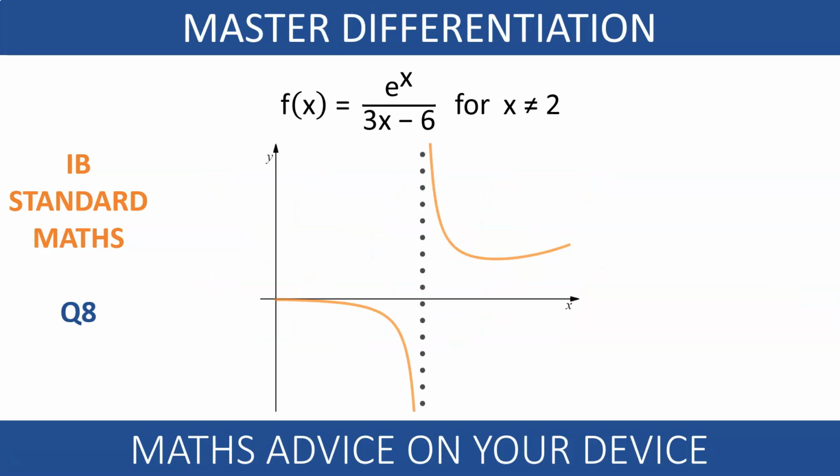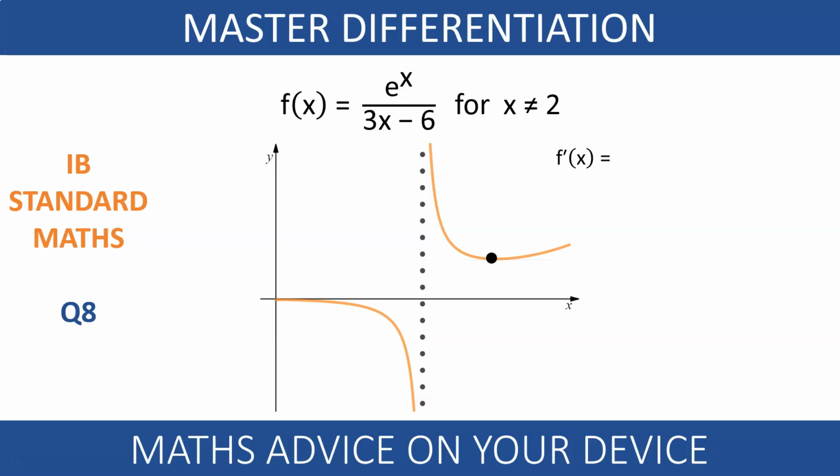This is a 2 marks question. Consider the graph of e^x over 3x minus 6. You need to find the minimum value of the function for values of x bigger than 2. We find the minimum by solving the equation of the gradient function equals 0. This is because at the minimum point, the tangent is parallel to the x-axis, so the gradient of this line is 0.